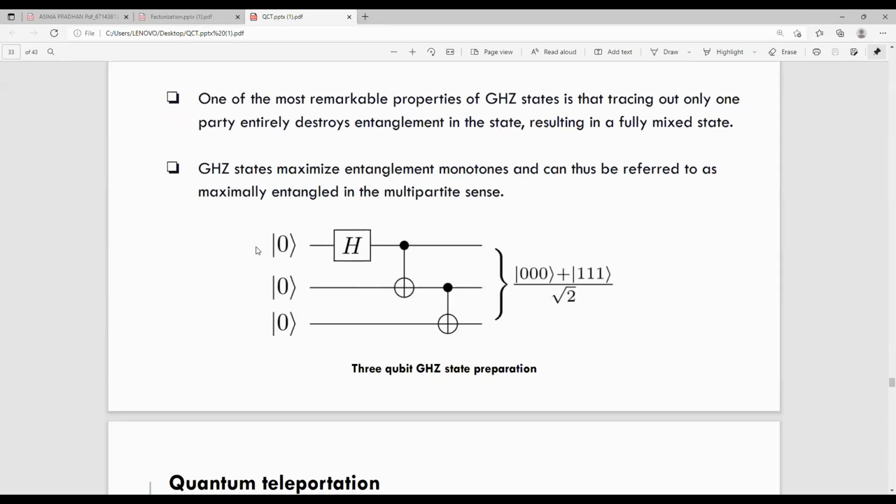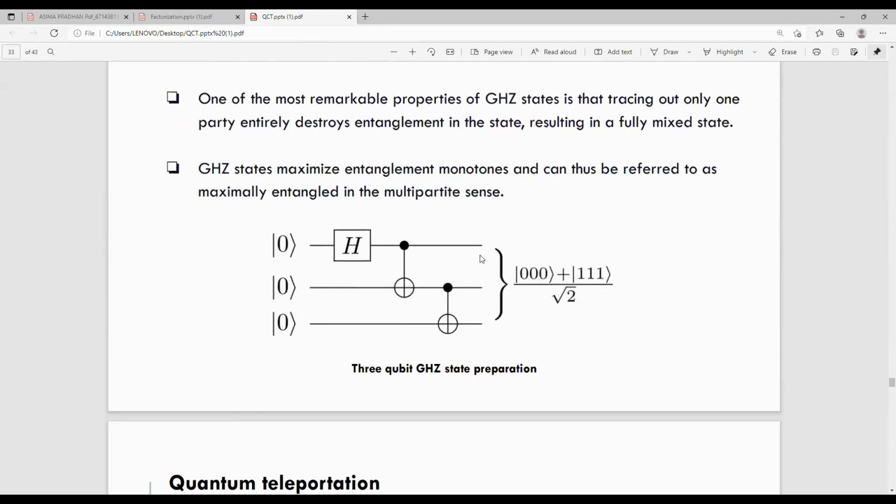Instead of 2 qubits, they start with 3. Created this state. Looks very much like your Bell state, isn't it? 0, 0, 0 plus 1, 1, 1 by root 2. Bell is 0, 0 plus 1, 1. Then you may ask, what is the big deal about only one more? The big deal is that this has much stronger correlation.